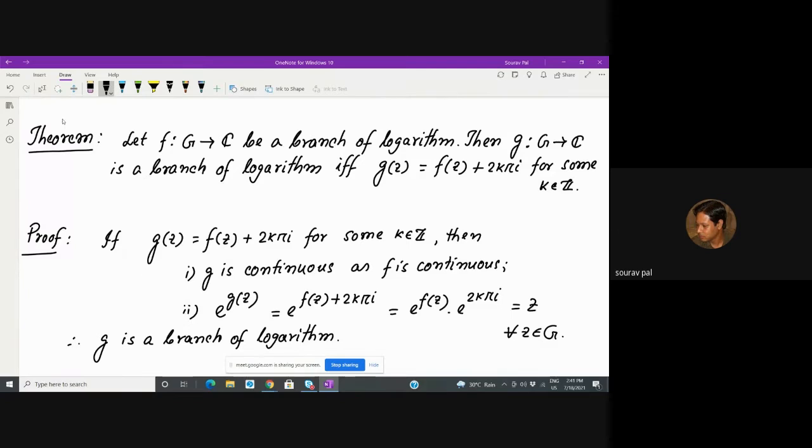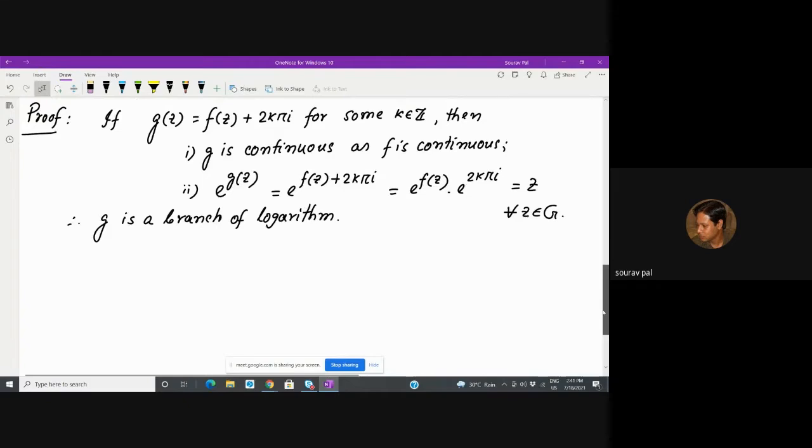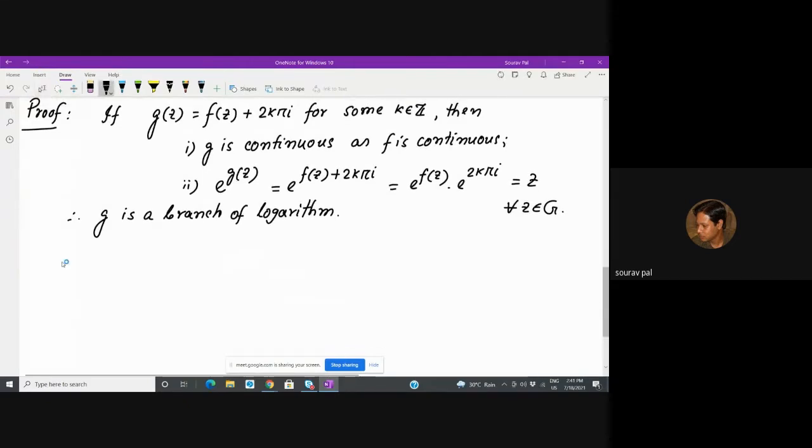Okay. Now, what about the converse part? How do you show the converse? So let you have a branch of logarithm.